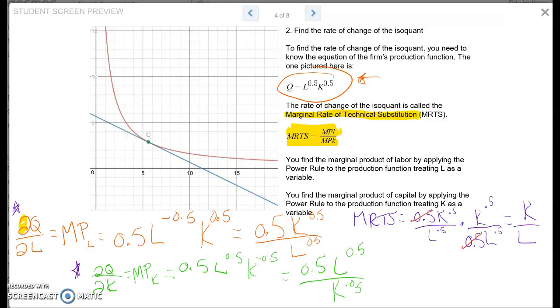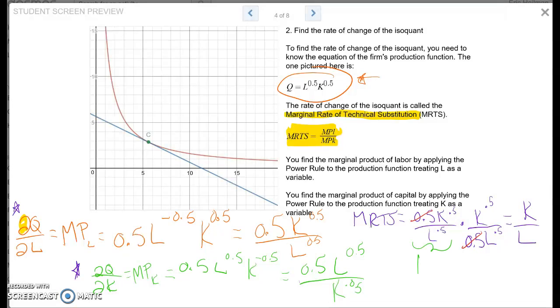Then here, I'm finding the marginal product of capital, so I'm taking the derivative of quantity with respect to K. You basically get the same thing, except for now it's the exponent on capital that's negative 0.5. And again, I just simplified so that the negative exponent's in the denominator. So once you have the two marginal products, you just divide the marginal product of labor by the marginal product of capital to find the rate of change of the isoquant. So that's what I'm doing here.